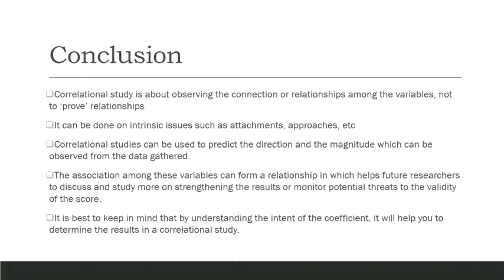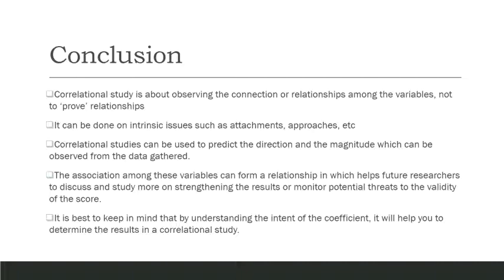So correlational studies can be used to predict the direction and the magnitude which can be observed from the data gathered. The association among these variables can form a relationship which will help future researchers to study more on strengthening the results or to monitor potential threats to the validity of the score. It's for the researchers to keep track of whether these scores are changing or evolving. They are trying to find whether perhaps the validity of the score has changed or evolved over the years.